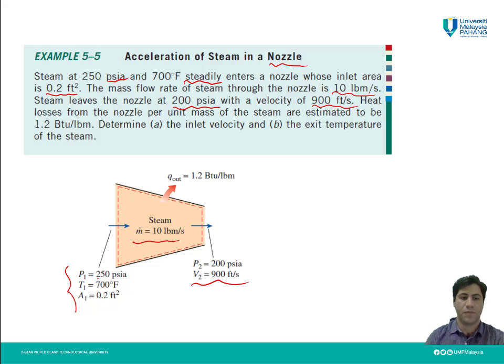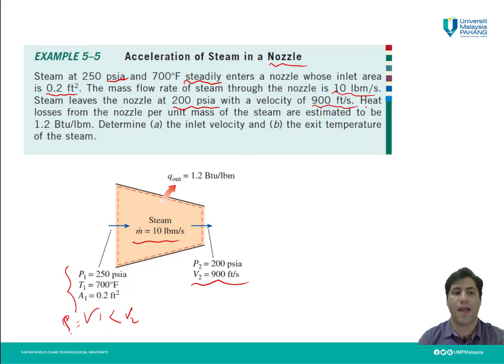As you can see here, initial pressure is 250 at the entrance, at the exit it is 200 psi, so the pressure is decreased. Velocity, we don't know how much it is at the entrance, but at the exit it is 900 feet per second. But we can guess that in a nozzle, generally pressure is decreased and velocity is increased. So V1 will be less than V2. We don't know how much V1 is, and we will calculate it.